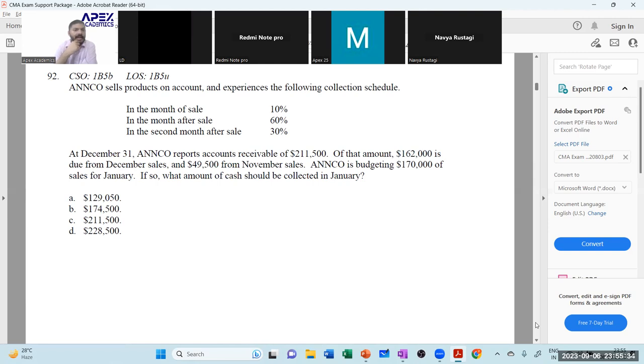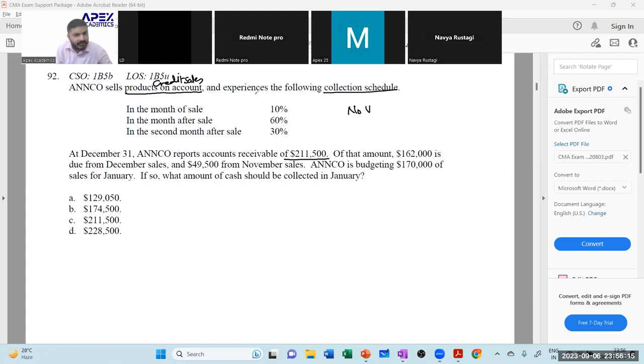ANCO sells products on account. Firstly, they sell products on account, means all sales are credit sales. And experiences the following collection schedule. In the month of sales, 10%. In the month after sale, 60%. 2 months after sale, 30%. On 31st of December, ANCO has reported accounts receivable of 2,11,500. Now, please use your mind before you go any further. As on 31st of December, what will stay outstanding? Out of that amount, 162 is due for December. 49 is due from November. Now, please understand.